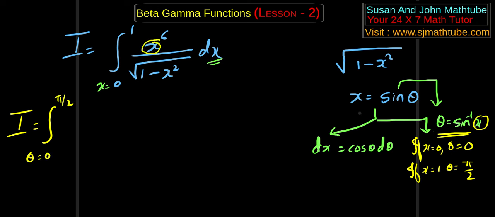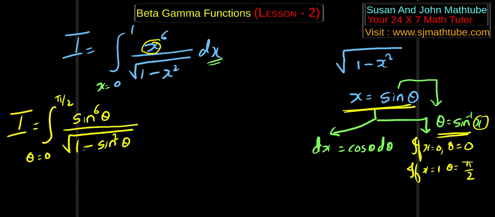6. Who is our x? Sine theta. So sine to the power 6 theta by root under 1 minus sine square theta. I already know what's going to happen. This will become cos square theta, the root will be cos theta, and dx, where is my dx? Yeah, here, cos theta d theta. And you can simplify this because these two are going to get cancelled. Okay, now look at this.